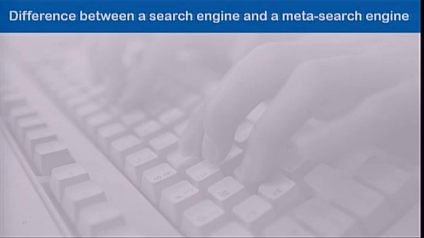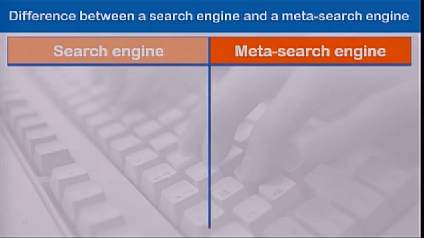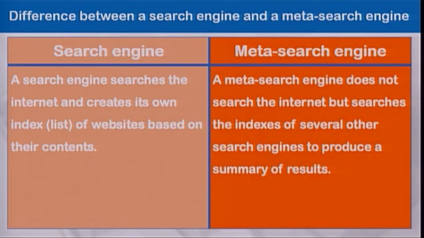Now that you know the names of some meta search engines and how a meta search engine works, let us see what differentiates them from search engines. A search engine searches the internet and creates its own index, that is, a list of websites based on their contents. On the other hand, a meta search engine does not search the internet, but searches the indexes of several other search engines to produce a summary of results.